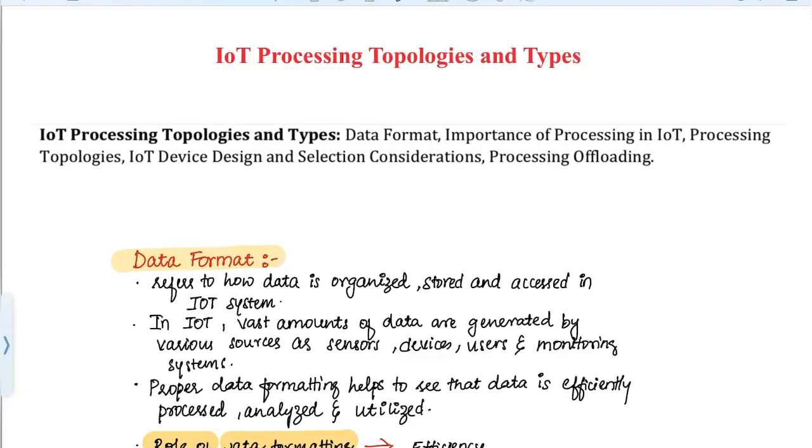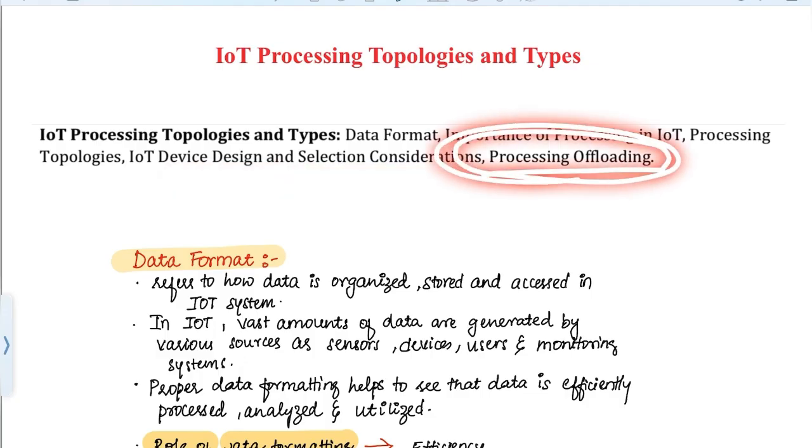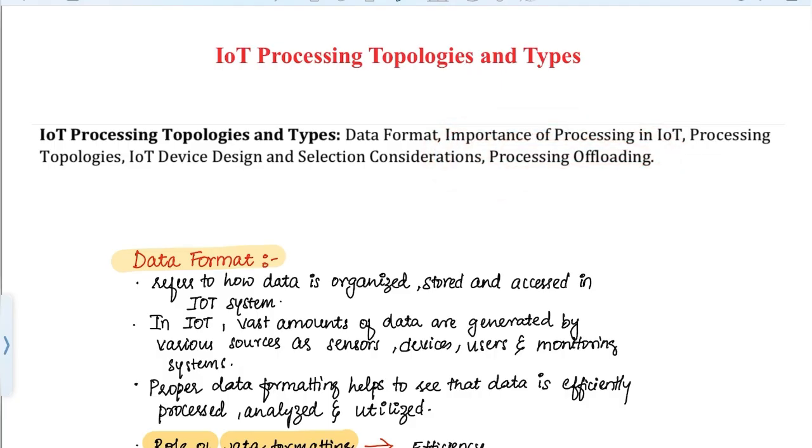In this video, we'll be looking into one of the most crucial aspects of Internet of Things, that is processing topologies and its types. So we'll look into the data formats which are used in IoT, what is the importance of processing in IoT, what are the processing topologies, and what are the design considerations and selection considerations to be made use of, and we'll also look into one of the most important topics, that is processing offloading. So let's start from the first topic here.